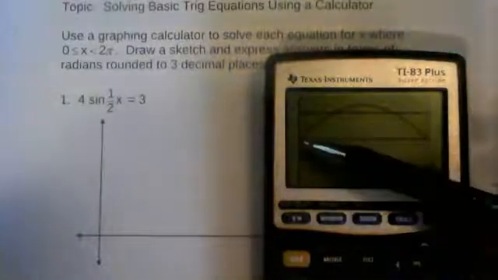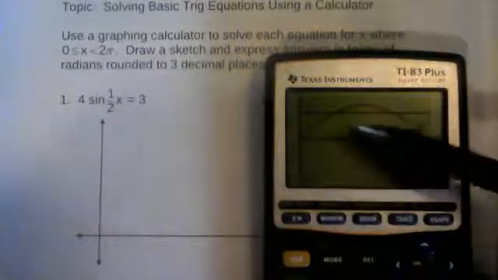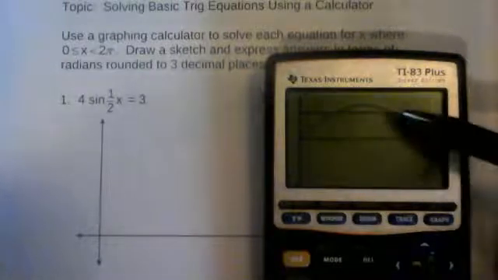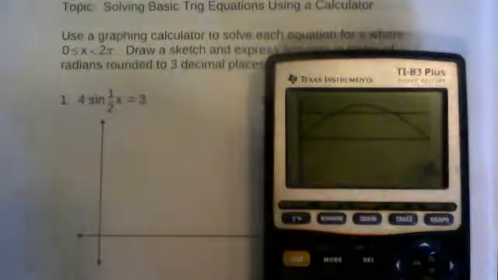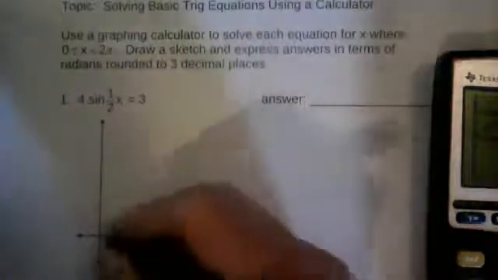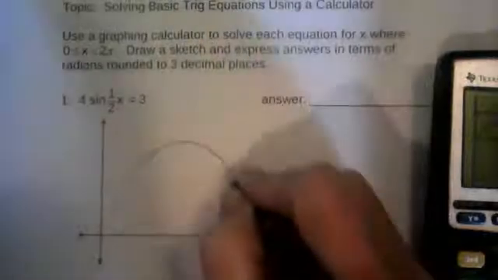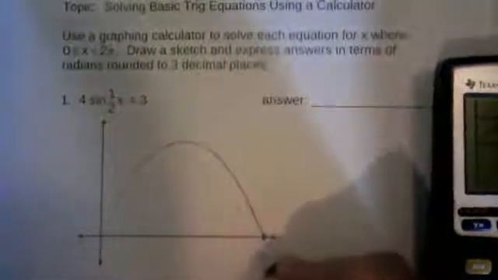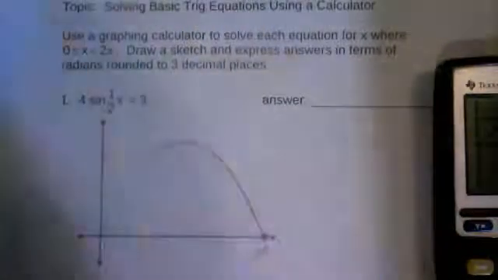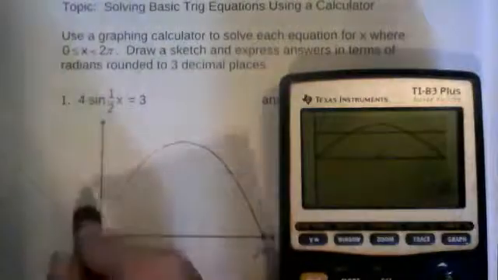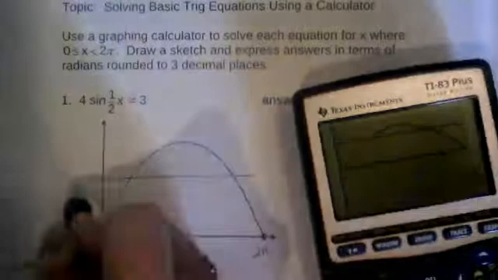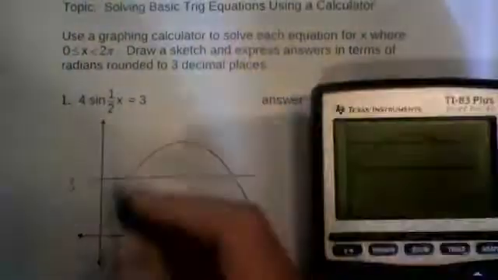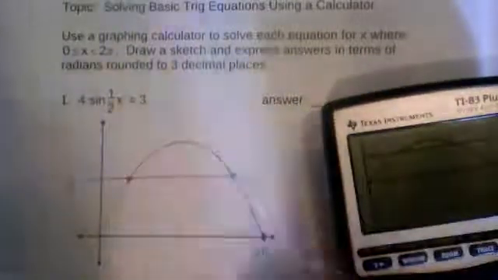So here we go. Here's our graph from 0 to 2 pi. And here is where our answers would be, where the intersections are. So we're just going to sketch the graph and then we'll find the intersections. So in sketching our graph, we want to label that this is at 2 pi. Our line there was at 3. And we want to find these two intersections right here.